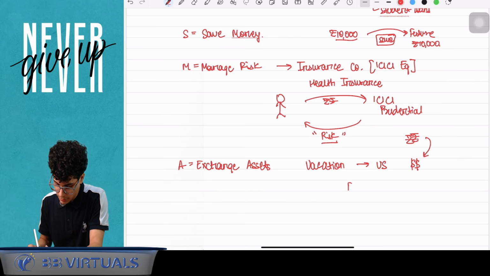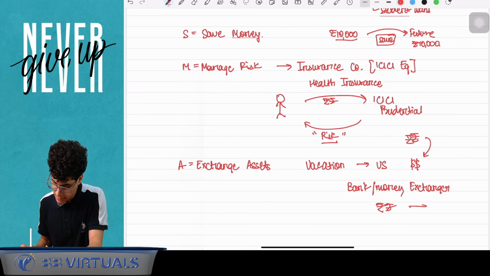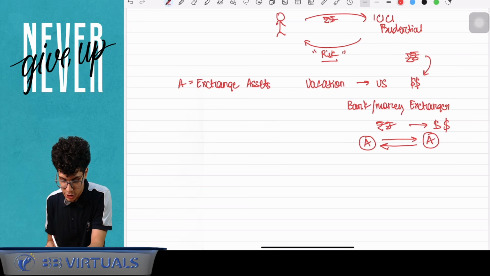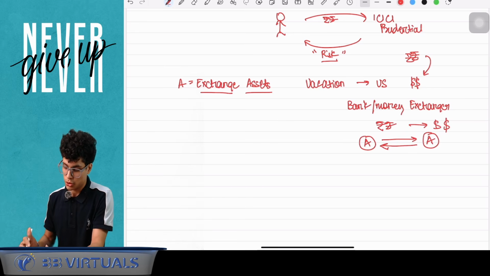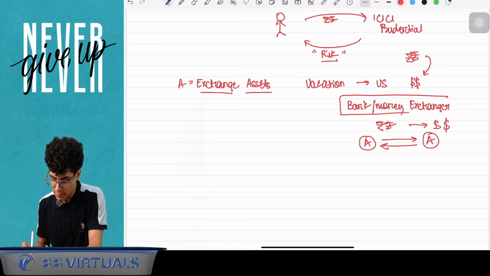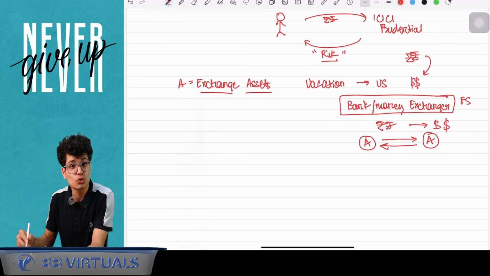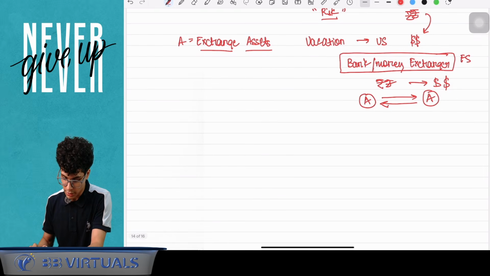So you would go to a bank or a money exchanger and ask, sir, can you please convert these rupees into dollars? Are both assets? Yes. So you converted one asset into another. So you exchange one asset for another. It was only because of this bank, because of the existence of the financial system, that you were able to go and exchange one asset for another.